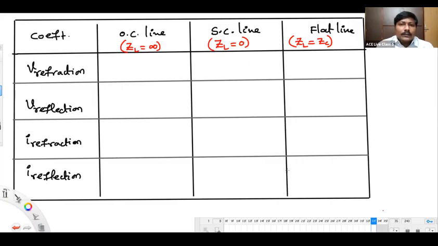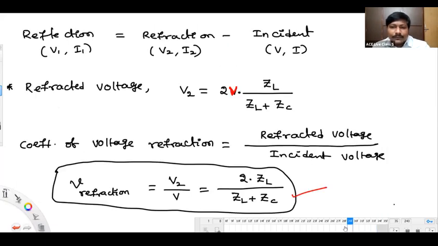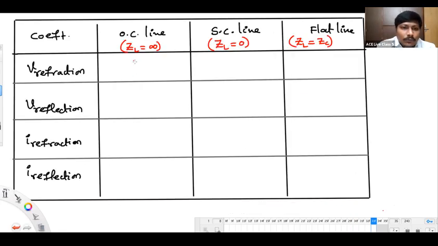Tell me first. For ZL equals infinite, what is the V refraction? V refraction is 2 ZL by ZL plus ZC. So 2 into infinite by infinite plus ZC. It's coming like infinite by infinite. Let's modify: numerator and denominator you divide with ZL. So you get 2 by 1 plus ZC by ZL. If ZL is infinite, ZC by infinite is 0. So 2 by 1 plus 0, the number will be 2. So V refraction value is 2 for the open circuit line.